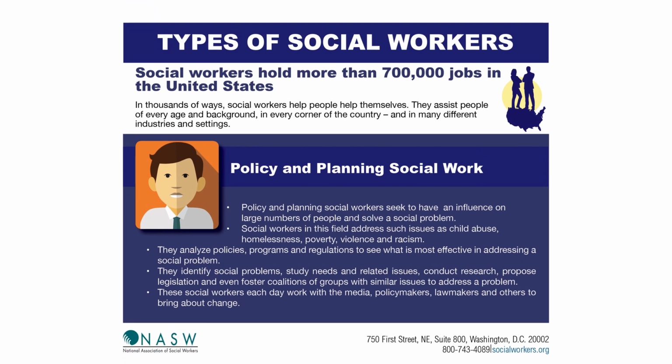Number 12. Policy and Planning. Social workers analyze policies, programs, and regulations to see what is most effective. They identify social problems, study needs and related issues, conduct research, propose legislation, and suggest alternative approaches or new programs. They may foster coalitions of groups with similar interests and develop organizational networks.